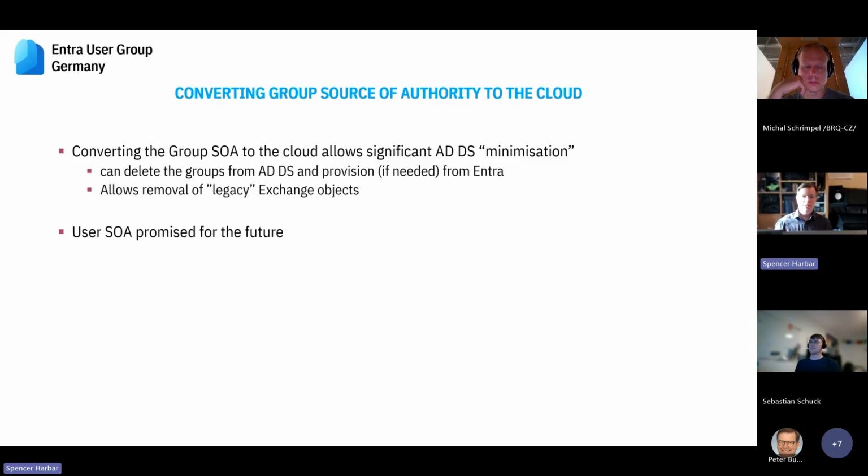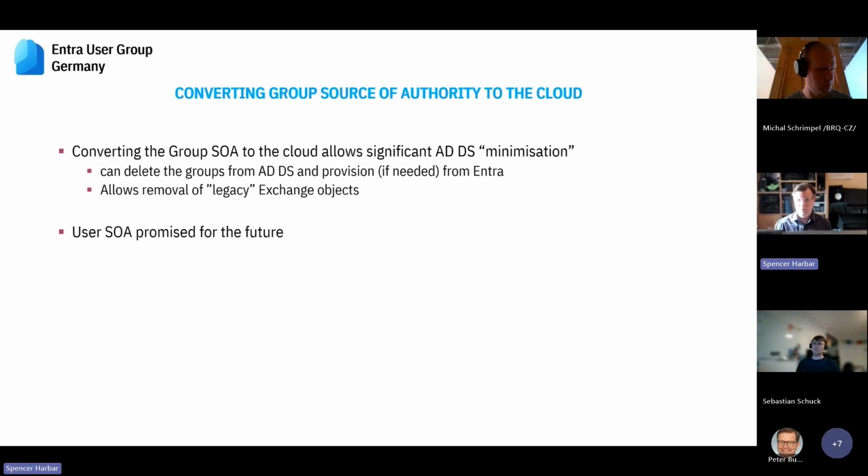It's also partly related to the reason why we can't get rid of that last Exchange server in the organization, because of the schema and other related source of authority information that still exists in the on-prem directory. So now with this conversion of group SOA, which is important to understand at the moment is just for groups, we can move the SOA from on-prem to Entra in the cloud, and then at that point we can delete the groups from Active Directory.